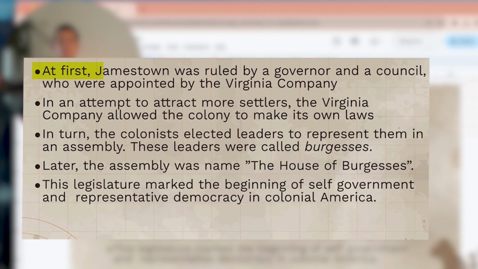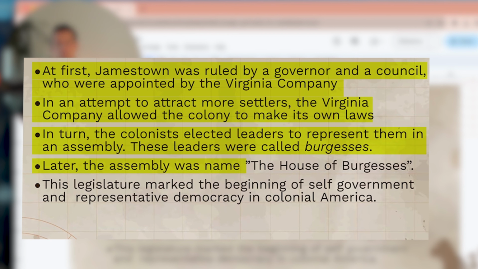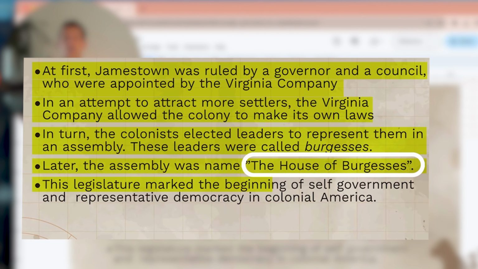So at first, Jamestown was actually ruled by a governor and a council who were appointed by the Virginia Company. But as time went on, the company actually gave some of that power away and allowed residents of Jamestown to elect their own officials to govern them. And this was in an attempt to attract more colonists to that area. Those colonists elected people to represent them, and we called them burgesses, and this eventually led to the House of Burgesses. So the House of Burgesses was actually the first elected assembly in the colonies, and this was the first example of a representative democracy in the colonies at this time.